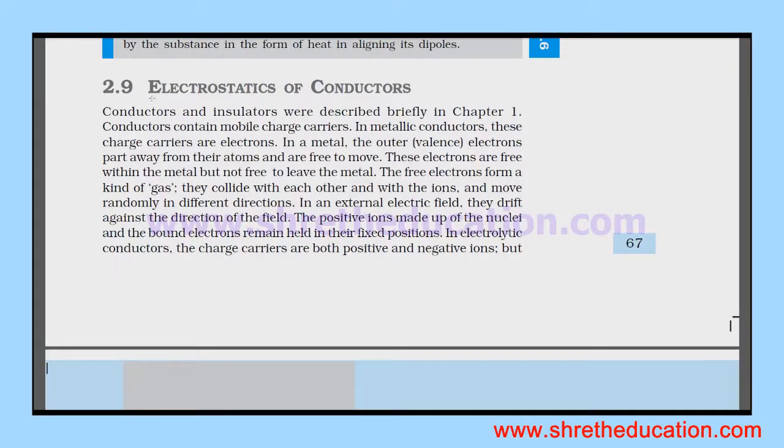Next is electrostatics of conductors. Conductors and insulators were described briefly in chapter 1. These are the ideas you already have from class 10.